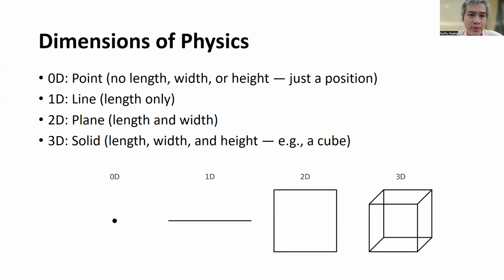What are the dimensions of physics? Zero dimension means a point, just a position, no length, no width, no height. One dimension means a line, length only. Two dimension is a plane. Three dimension is a solid. A solid includes length, width, and height, for example, a cube. This is the concept of dimension from physics.